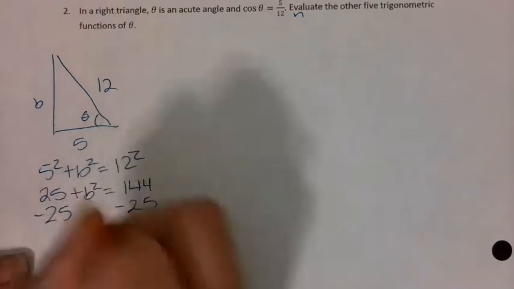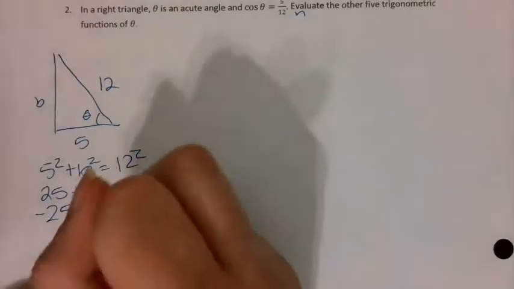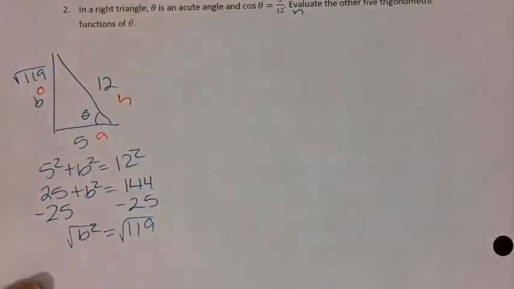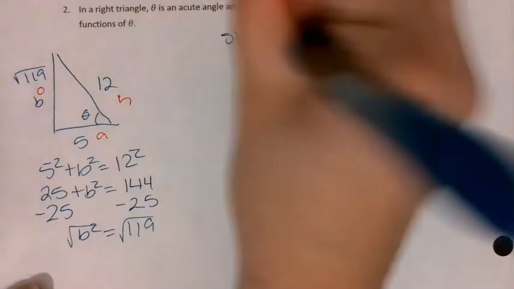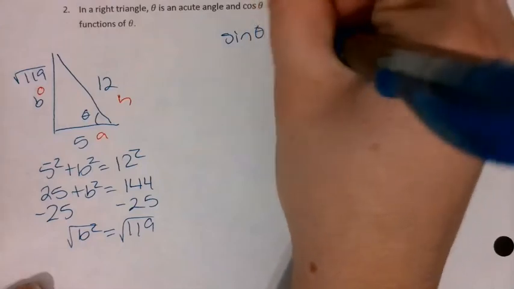I get b squared equals, I think it's 119. Let me double check. 119. This one does not simplify anymore, so this is just square root of 119. Then I want to label. So this one is my opposite, adjacent, hypotenuse. So I'm going to start off by finding sine of theta, which is opposite over hypotenuse, so square root of 119 over 12.